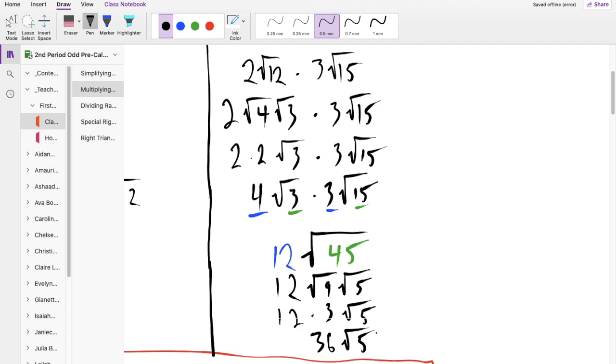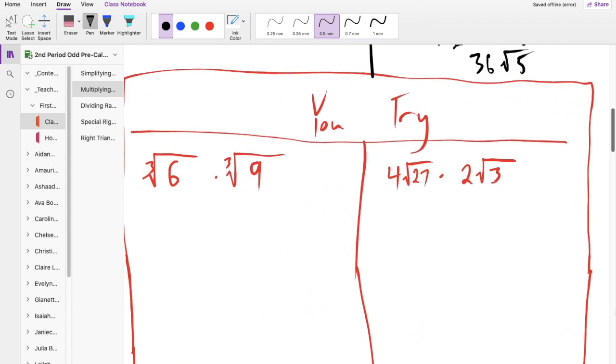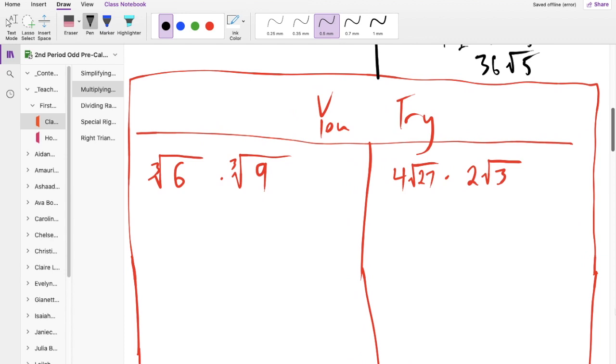So I have some you-tries for you to try. We have the cubed root of 6 times the cubed root of 9. We have 4 times the square root of 27 times 2 times the square root of 3. So go ahead and work through, or pause this video, work them out, and when you're done, you can check.